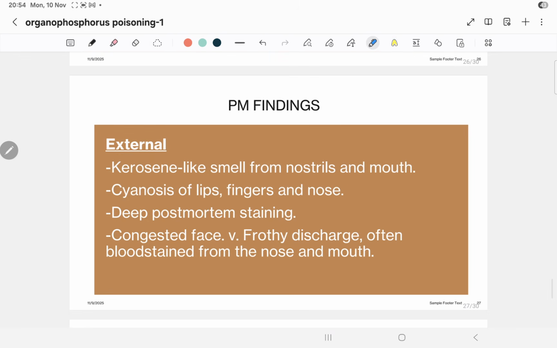PM findings. Because the secretions are increased, everything will be congested, hemorrhagic, and edematous. There is a kerosene-like smell. This is due to a solvent which is mixed with OPC compounds, maybe for better shelf life. Cyanosis of lips will be there because of the respiratory distress. There will be deep postmortem staining. There will be a congested face. Everything will be frothy, often blood stained from nose and mouth, because all the body secretions are increased due to muscarinic effects.